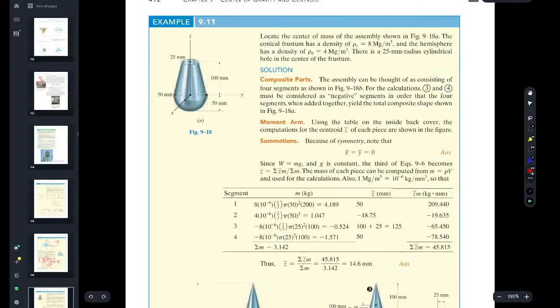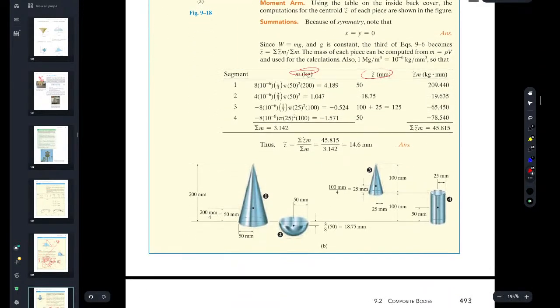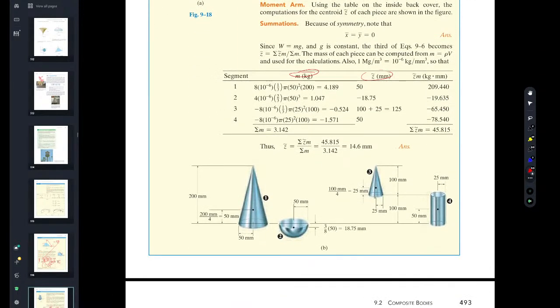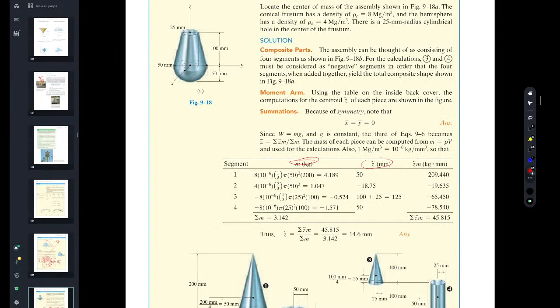So even with this one, which is a mass version here, again he does the same thing. He breaks it into 4 segments. He starts with this pointy cone. Okay, you have to look at the solid again. He actually locates the center of mass of the assembly.